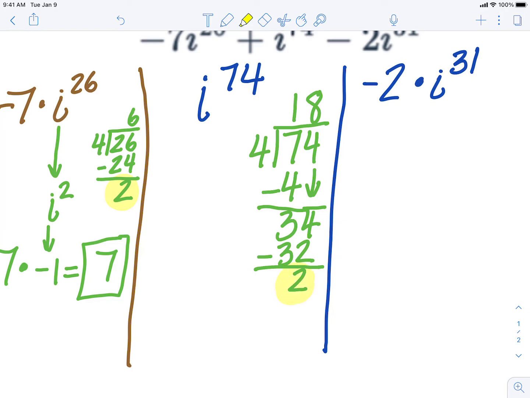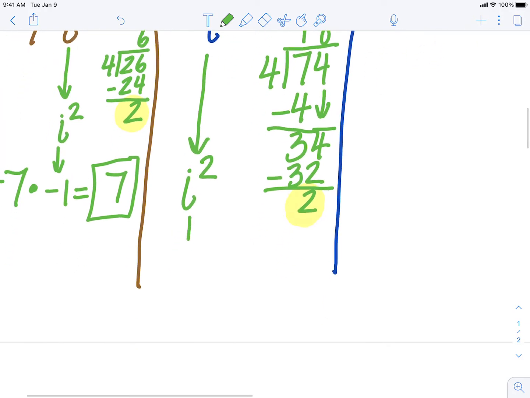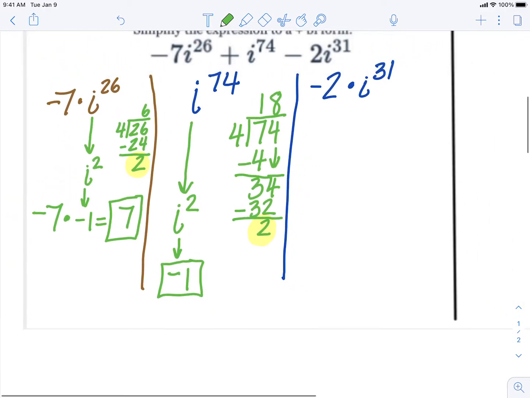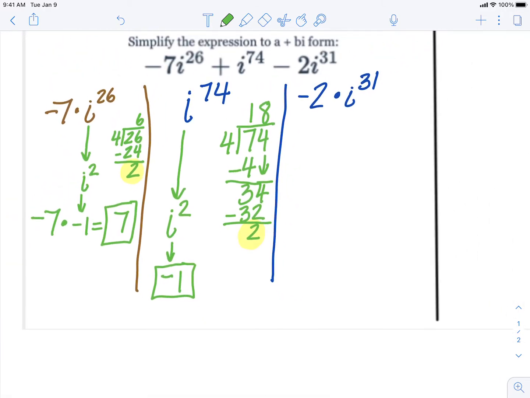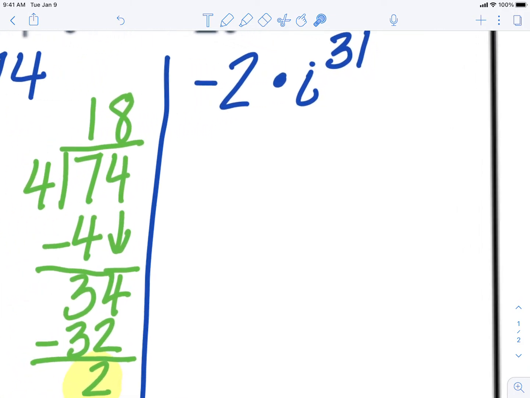This is my new exponent. So this i to the 74 becomes i to the power of 2. And what is i to the power of 2 in our imaginary key? It's negative 1. So this becomes negative 1. So this is my simplification of my second part of this problem. So I have one part done, second part done. Now I need to do my third part, right? So let's do my third part.